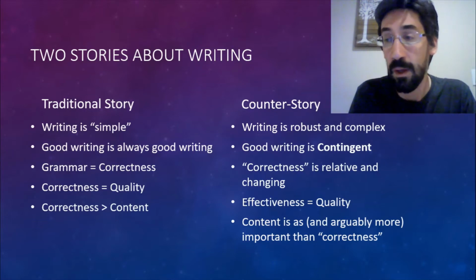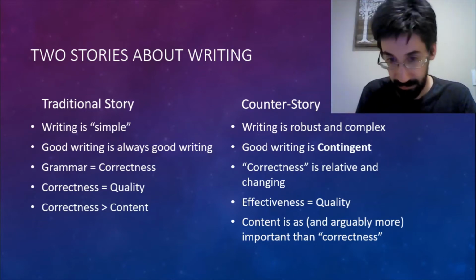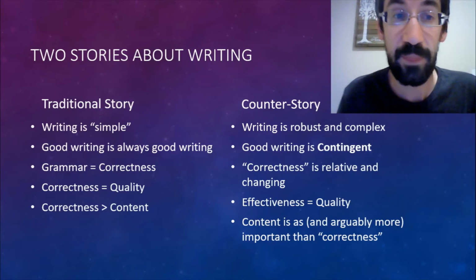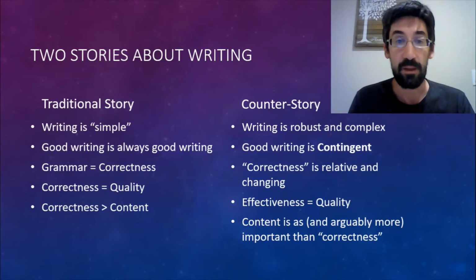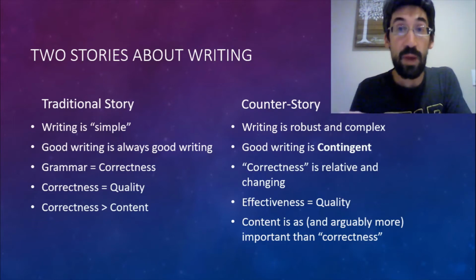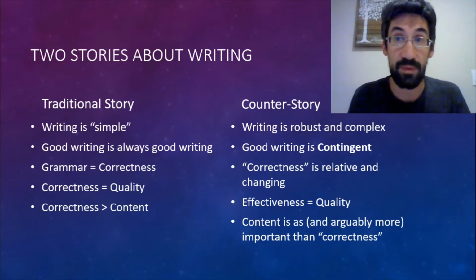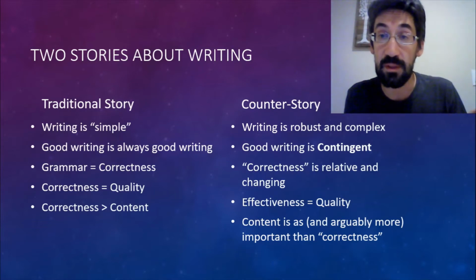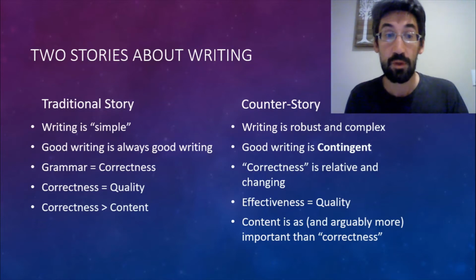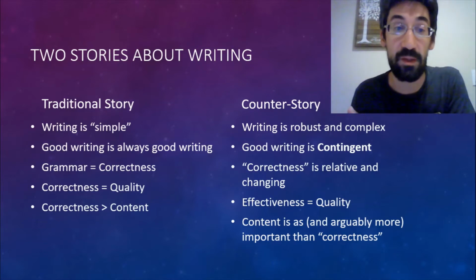So, in the traditional story of writing, right, writing is simple, and good writing is always good writing, and grammar is something that we connect to being correct, right? So when we think about grammar, we think about having correct grammar. And then correctness is what we begin to associate with what constitutes quality, right? So if something is correct, then it's of higher quality.